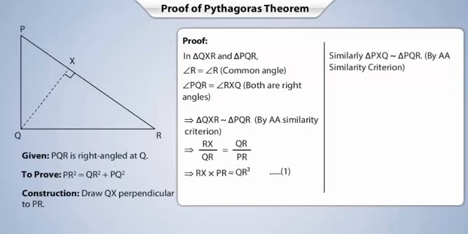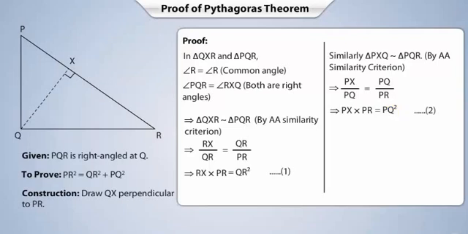Similarly, we can prove that triangles PXQ and PQR are also similar by the AA similarity criterion. Therefore, the ratio of PX to PQ is equal to the ratio of PQ to PR. On cross-multiplying, we get PX into PR is equal to PQ square.